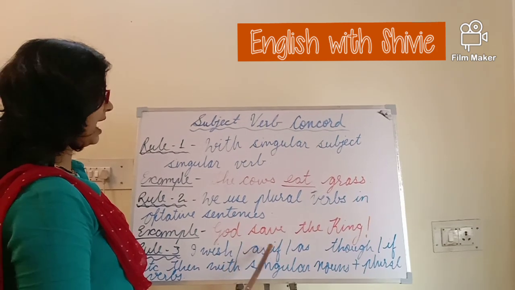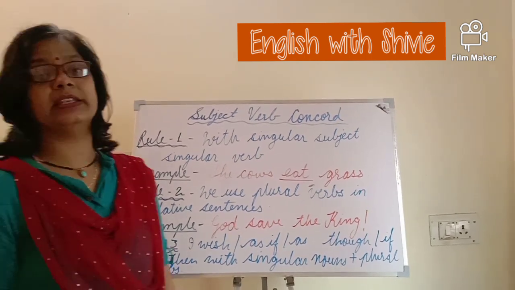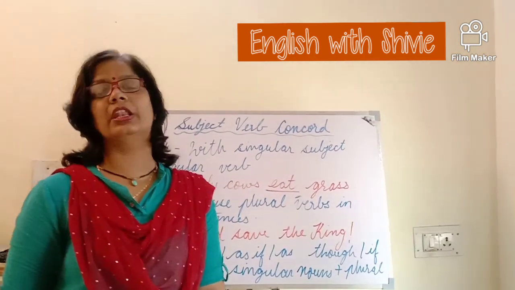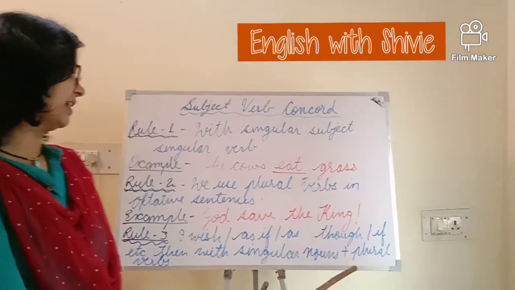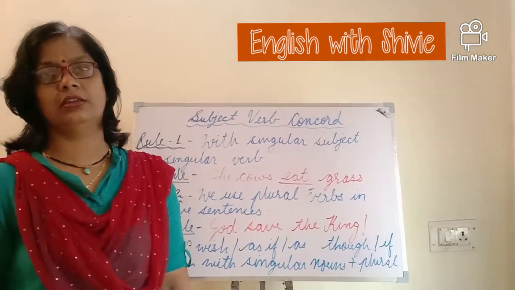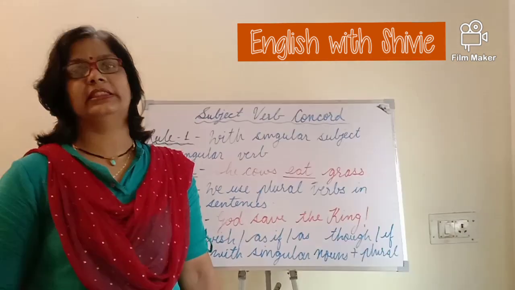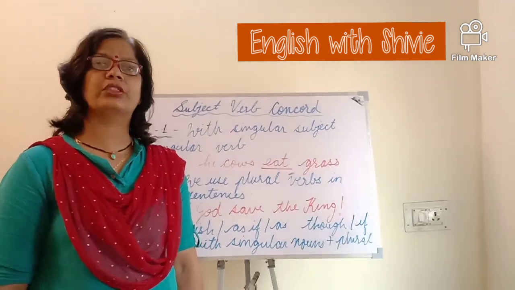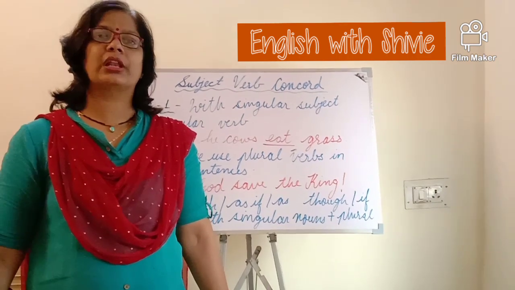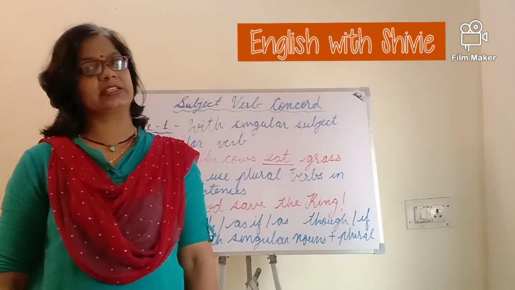Next rule is I wish, as if, as though, if, etc. Then with singular nouns we use plural verbs. It means if in the sentences there are such kinds of words, I wish, as if, then you have to write plural verbs even with singular nouns. Like, I wish he were a king. So he is singular. Even then we have used were because I wish is used. And one more thing, if I wish, as though, if is in imagination mode or in a wish which cannot be fulfilled, then also we have to use the plural verb forms with the singular subjects.